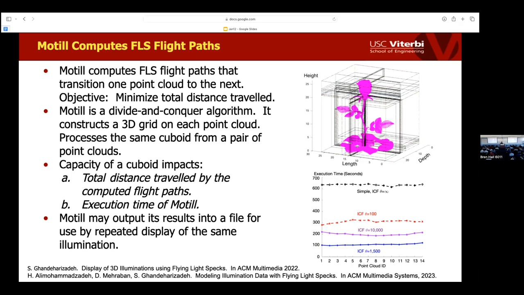We've done that. We have a paper that describes how to store the FLS flight paths inside files for subsequent recall and presentation. Something very interesting here is that computing flight paths results in compression of data. It may sound counterintuitive, but if I have a point that is not moving from one point cloud to the next, there is no point in having a flight path for it. With the 115 point cloud mesh files, that information is repeated. Whereas when we compute the flight paths, there is deduplication of information and the representation becomes extremely compact, a factor of 100 compression compared to the original.